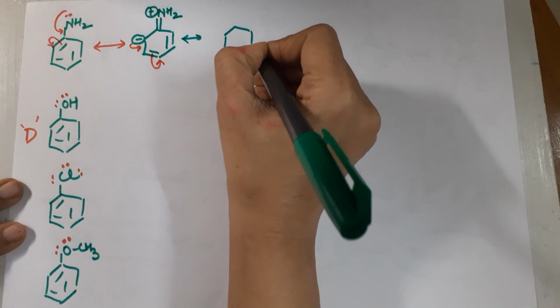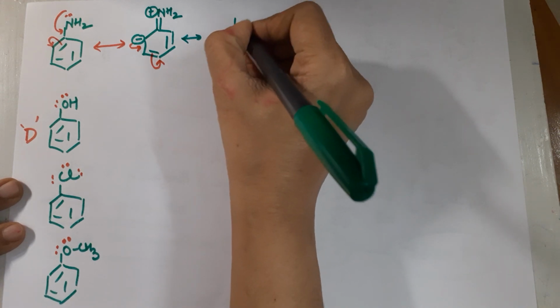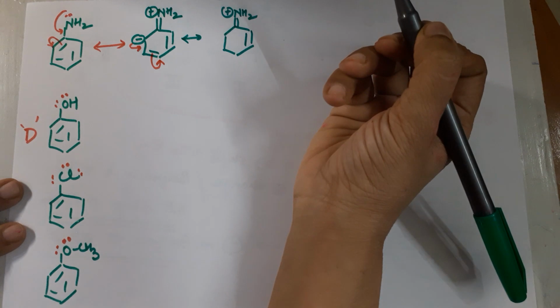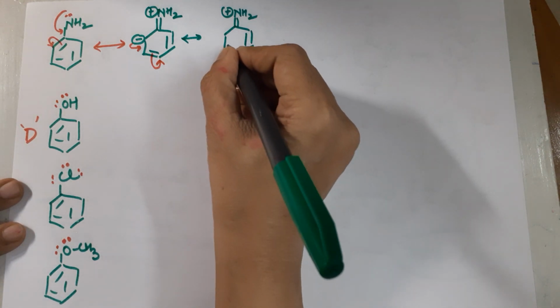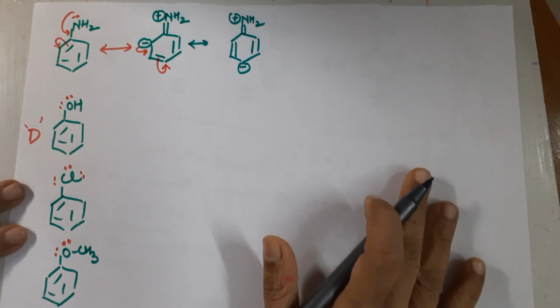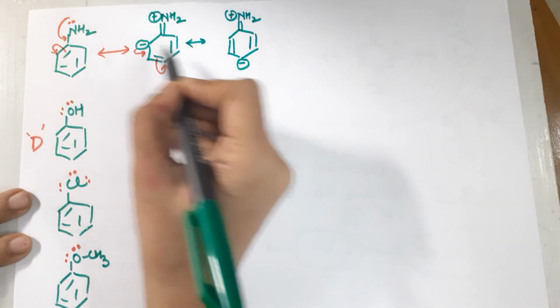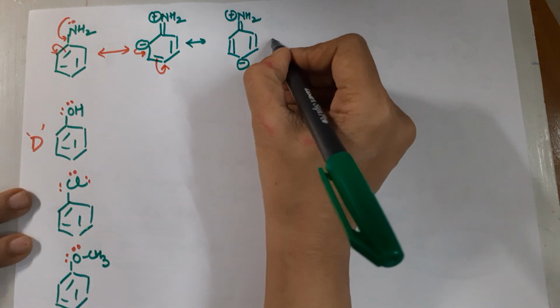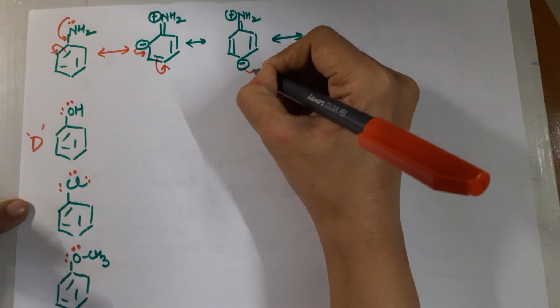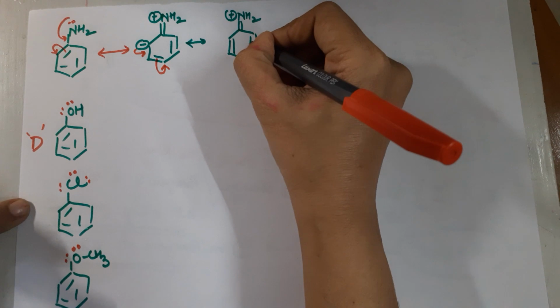So, the next structure, you would have no change here, no change here, no change in the positive charge. The only thing that changes is this bond is broken, you get a negative here and this bond is formed. As you can see, the negative charge has travelled from the ortho position to the para position. Now, while drawing the next resonating structure, this electron pair is used to form a bond here and this is broken.